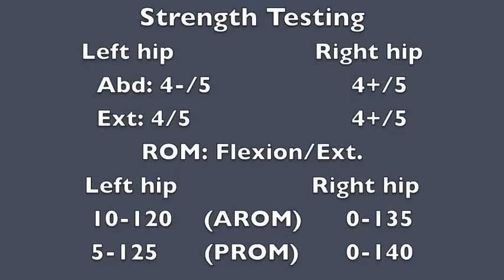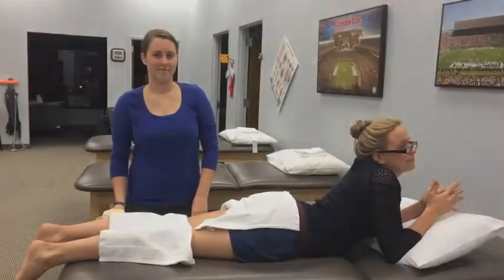Objectively, the patient presents with a decrease in strength and range of motion of the left lower extremity. Concerning strength, she primarily has deficits with abduction and extension, while with range of motion, she has deficits with flexion and extension. With palpation, it was noted that the patient demonstrated hypertonicity of the left hamstrings.